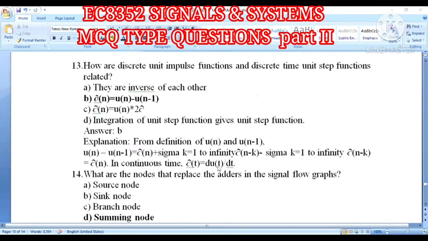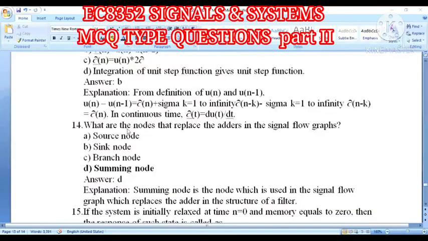So if it is continuous, delta of t equals the differentiation of u of t by dt. So which one is correct? B is correct. So the B equation will be satisfied for this answer, because discrete time unit impulse and discrete time unit step functions are related, right?